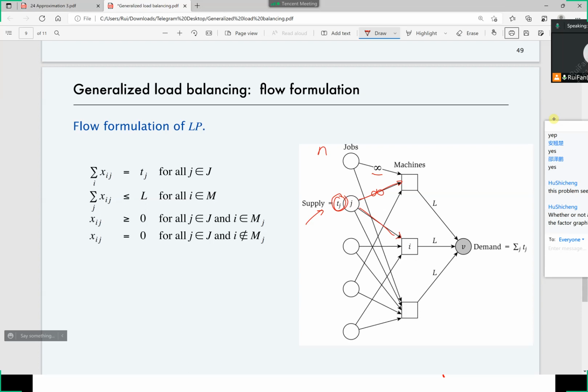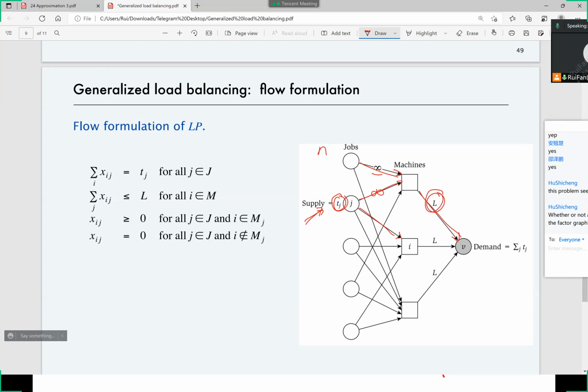And also, we want the amount of work given to each machine to not be too large. So that's why we have this L constraint over here. This L represents, well, if you sum up all of the incoming flow to this machine, all that incoming flow has to go out to the demand node by conservation of flow. And so this can be no more than capital L. So we captured two things. One is that all of the work for each job gets sent to some authorized machines. And also all of the total work on each machine is at most L.